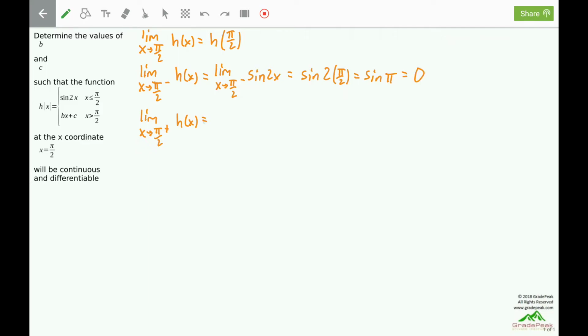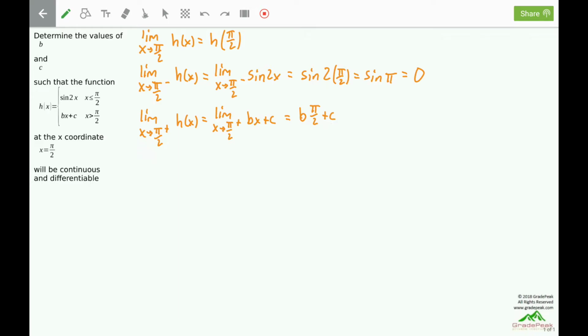Let's work out the right-sided limit. The right side of pi over 2 means that we are greater than pi over 2, and we will use this for our expression. So we have bx plus c. Plugging pi over 2 in for the x gives us b times pi over 2 plus c.